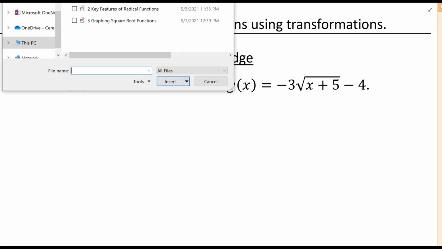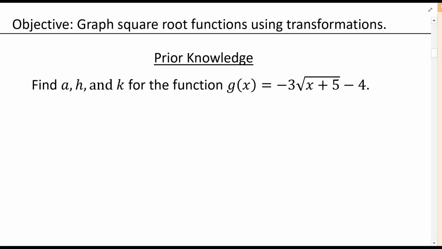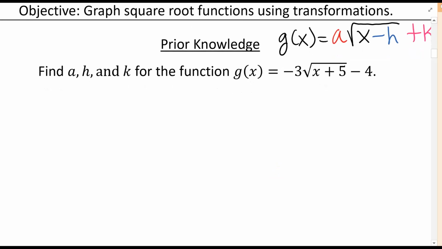So if you remember the function, the function has the general form of g of x equals a in the front times the square root of x, and then you have the minus h and the plus k. So don't forget you have to take the opposite of h. So for prior knowledge, looking at these three values, which one's the a, the h, and the k? And then don't forget h, you have to switch the sign. So talk to your group really quick. What would those three values be in this example?